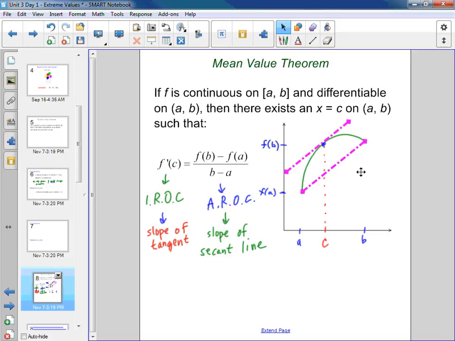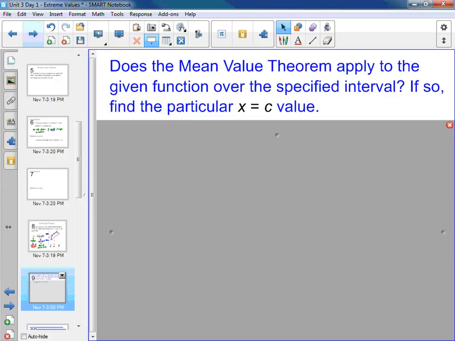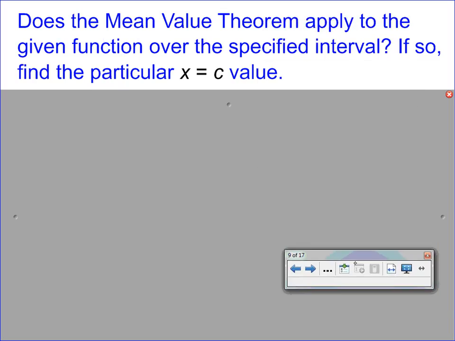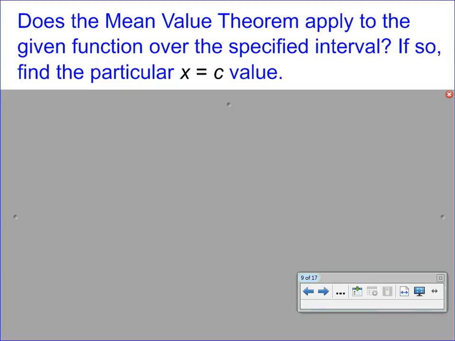Very important because it allows us now to find maximums and minimums in the special case where my slope of the tangent is horizontal. Right? My slope of the tangent is 0. All right, let's go ahead and do a couple practice now. We want to decide if the mean value theorem applies. Keep in mind our prerequisites for the mean value theorem. We must be both continuous and differentiable on the interval a to b. If it does apply, then let's go ahead and find a particular x equals c value that satisfies the mean value theorem. So I just gave you a blank template.